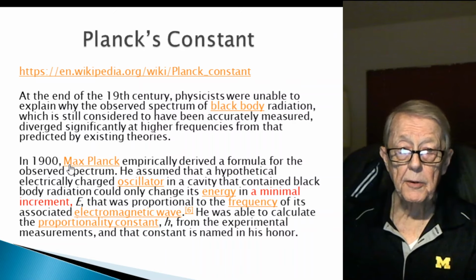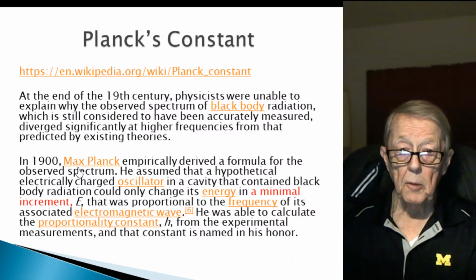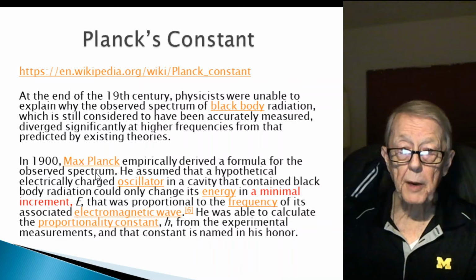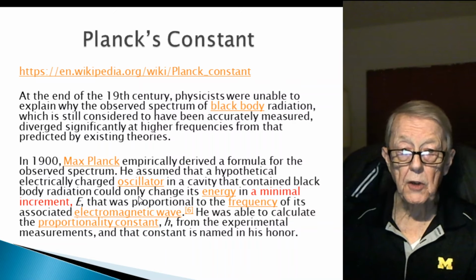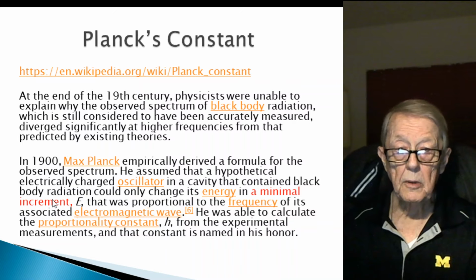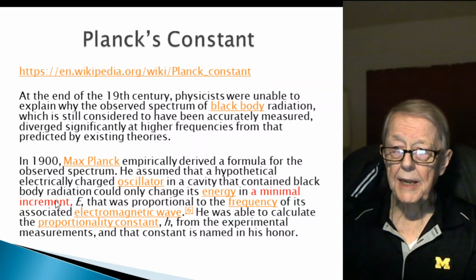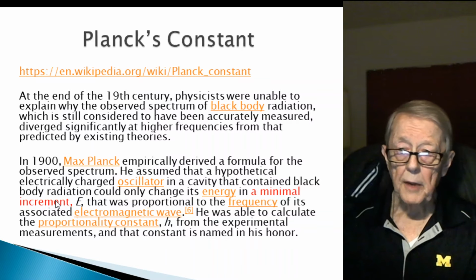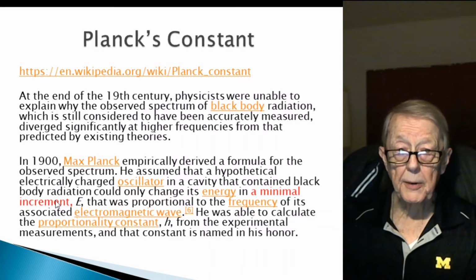Well, in 1900, 5 years before Einstein did his paper on the photoelectric effect, Max Planck empirically derived a formula for that spectrum, and he assumed a hypothetical electrically charged oscillator in a cavity that contained black body radiation could only change its energy by a minimal increment. He was not happy about this assumption. He was at his wit's end and could not make his empirical formula work at all, until he did this mathematical, what he calls a trick, and he was kind of embarrassed about it.